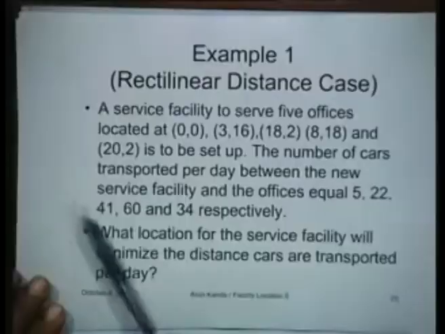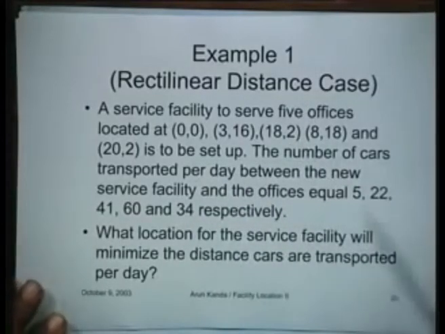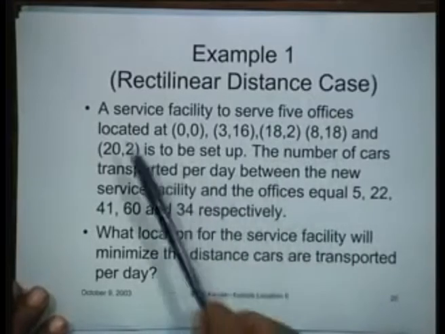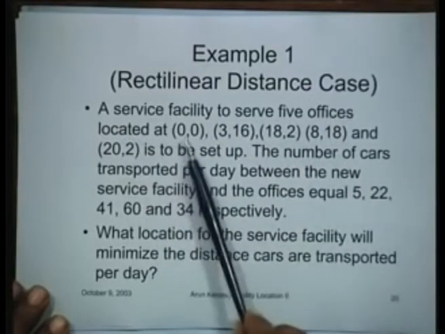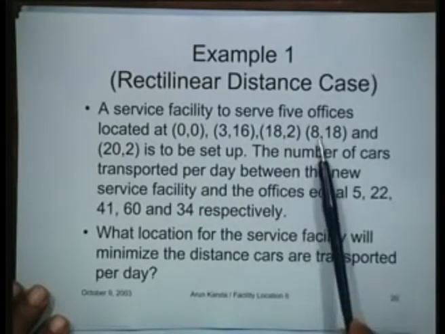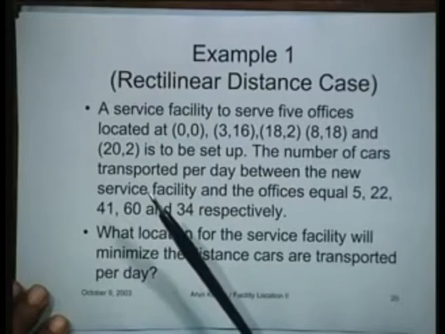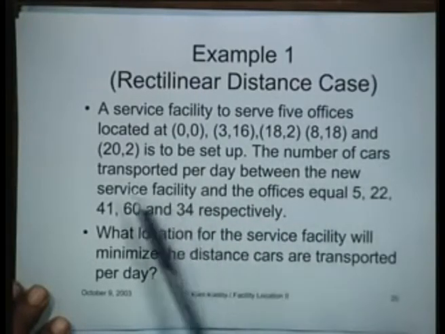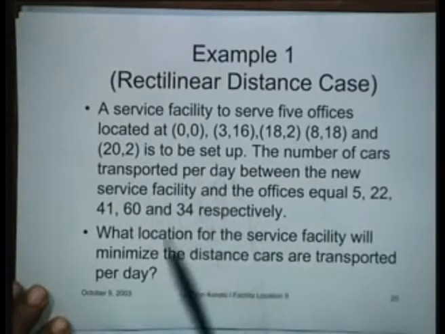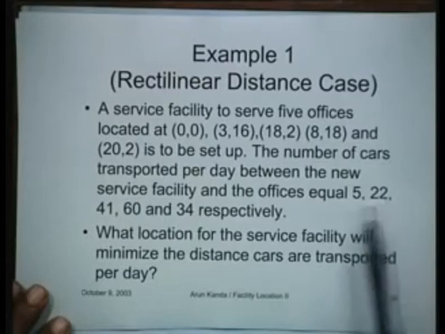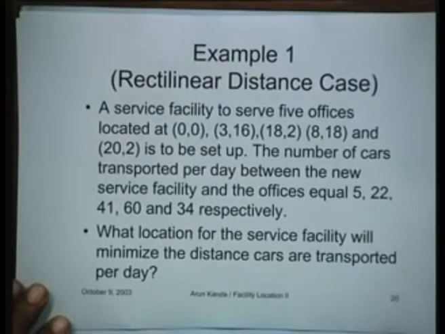So let's take an example to illustrate what we have been talking about, and we'll use this example with different distance measures. For instance, let's assume that a service facility to serve 5 offices located at (0,0), (3,16), (18,2), (8,18) and (20,22) is to be set up. The number of cars transported per day between the new service facility and the offices equals 5, 22, 41, 60 and 34 respectively. So the question is, what location for the service facility will minimize the distance cars are transported per day?